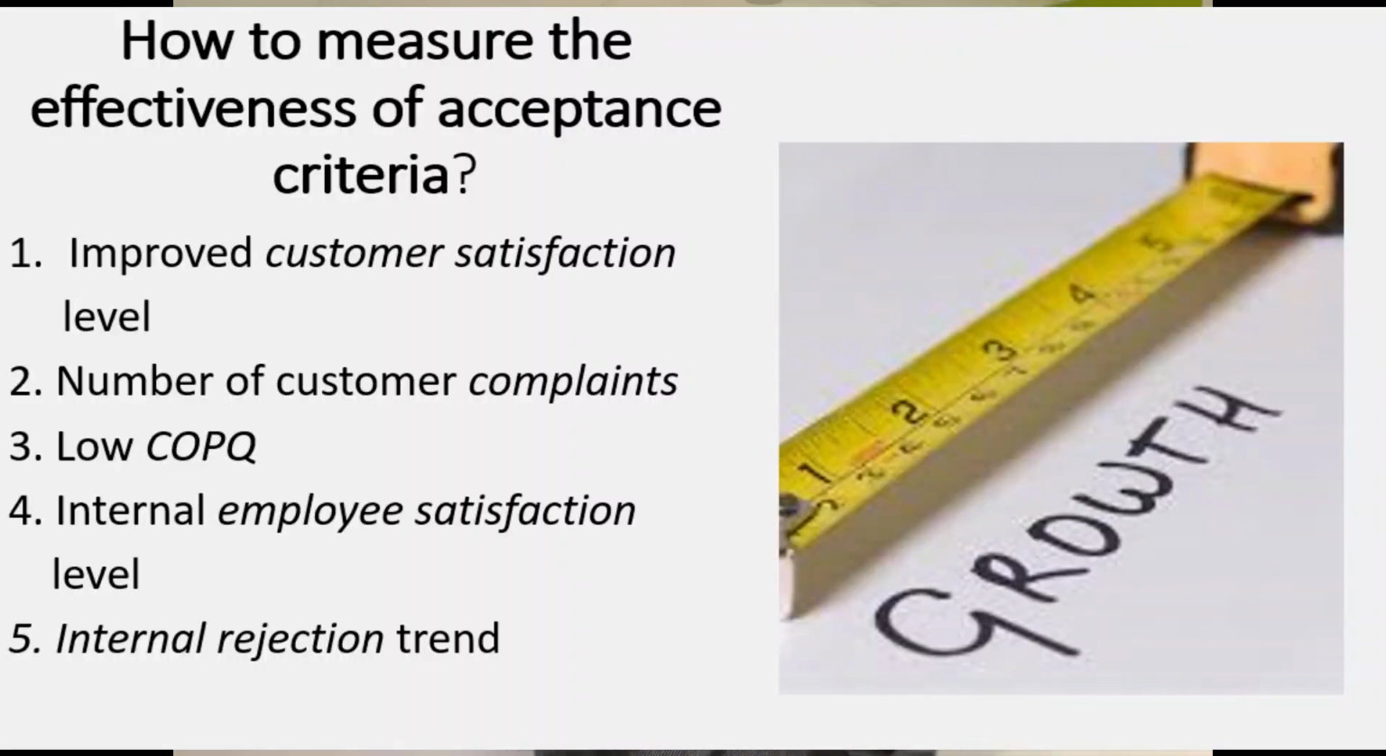Then another important thing is whether it is serving the purpose. Serving the purpose in the sense of whether the customer is satisfied with the organization, whether the rejections are reducing, the cost of poor quality is reducing, and employee satisfaction is improving. So these are some other traits which reflect whether the acceptance criteria is actually working for the organization or not.